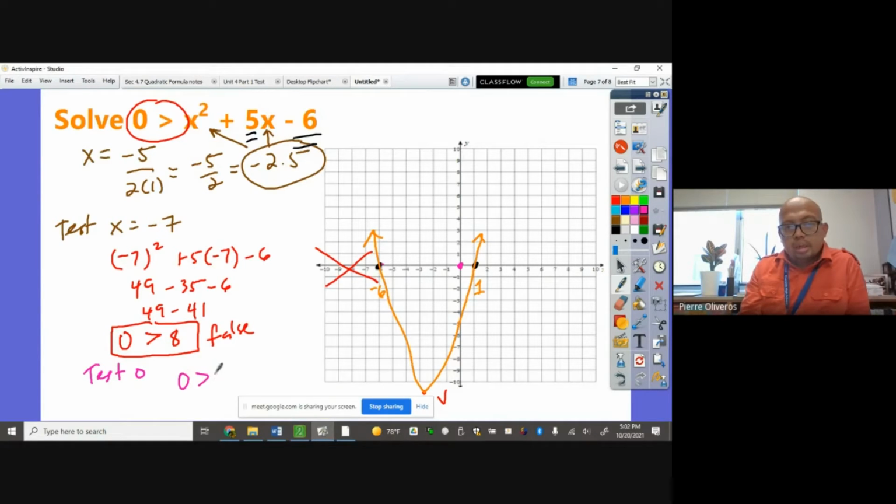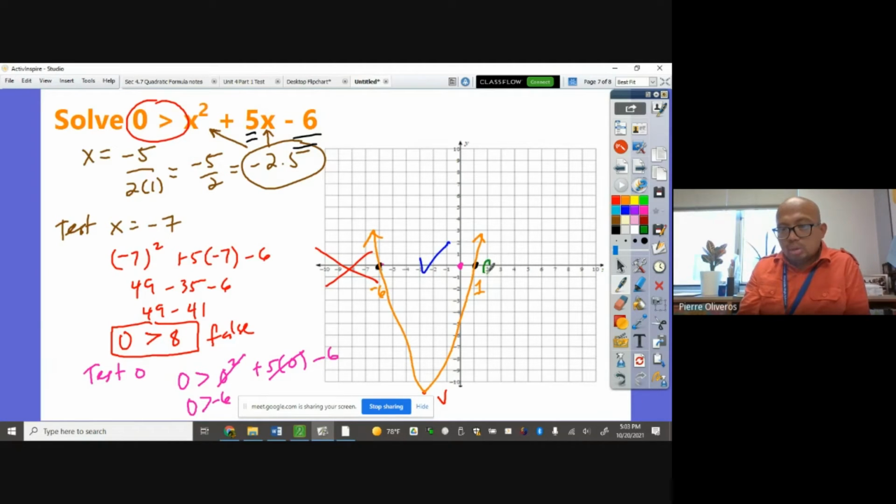So 0 greater than 0 squared plus 5 times 0 minus 6. 0 squared is 0, 5 times 0 is 0. We know that 0 is greater than -6. True or false? The answer is true. So you know there's an answer there.